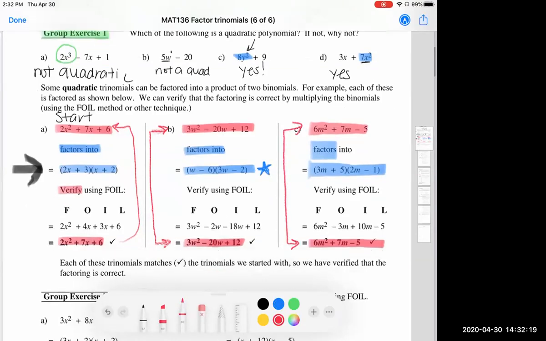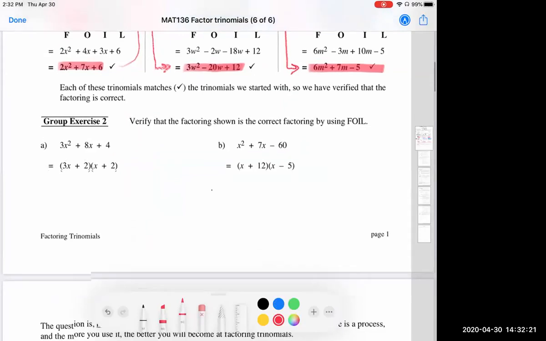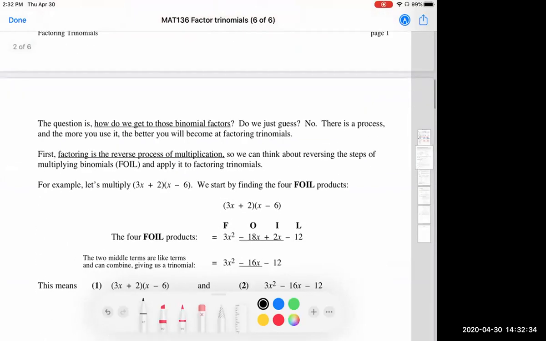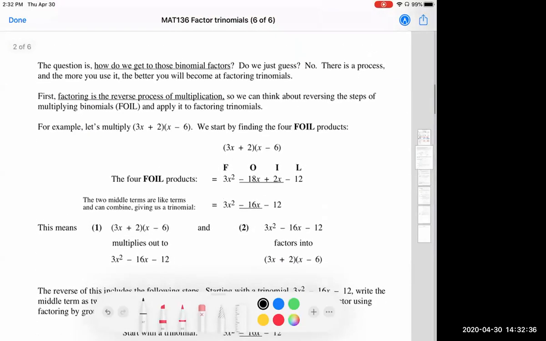All right. Each of these trinomials matches the trinomial we started off with, so we have verified the factoring is correct. I'm going to go ahead and skip exercise 2 and move forward. The question is, how do you get those binomial factors?